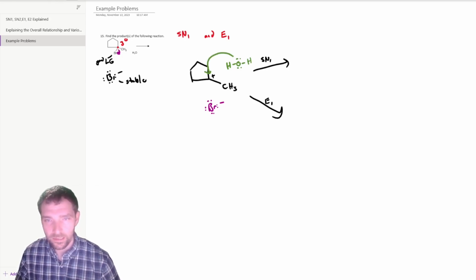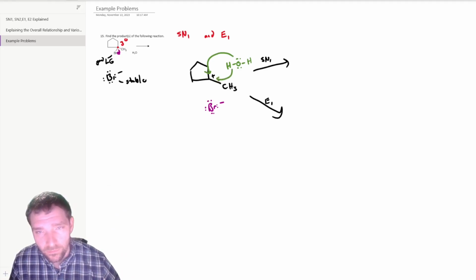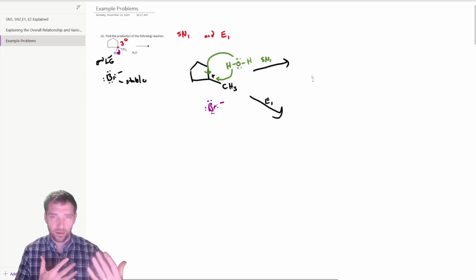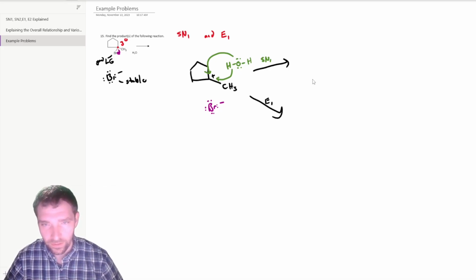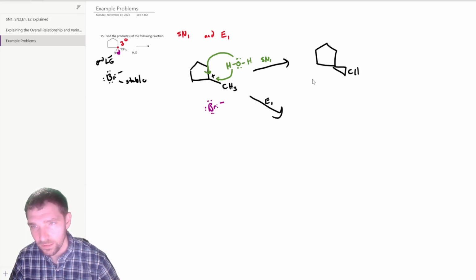So this is in a plane, so it could be attacking from the top, or it could be attacking from the bottom here. So we can imagine that this water is attacking that and causing it to be either an R or an S conformation around this carbon. Then you're going to have two different possibilities, where we've got this little house looking thing, and you could either have the CH3 up and this water kind of under.